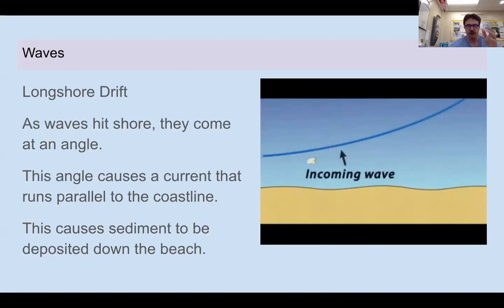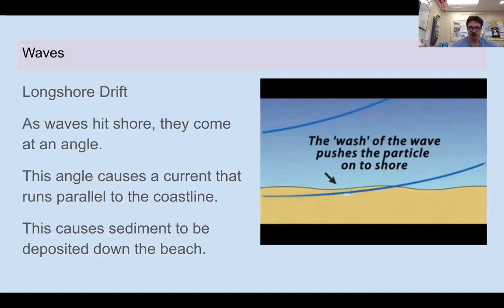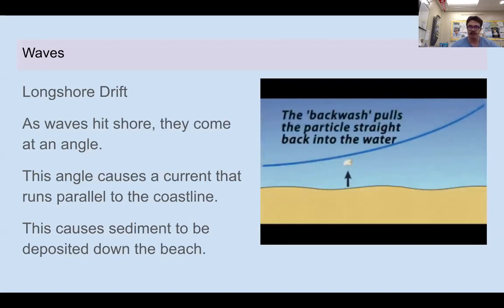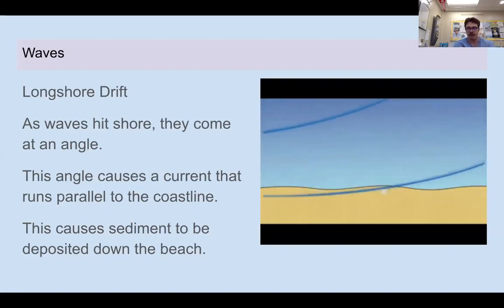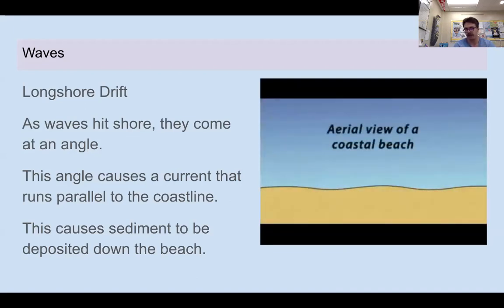But longshore drift, you should know that as waves hit the shore, they come at an angle. This angle causes a current that will run parallel to the coastline. This causes sediment to be deposited down the beach. If you watch this GIF over here on the right, it's illustrating what exactly will happen. It happens really slowly, and eventually all of that sand, all of that sediment will get stuck somewhere. Typically, that's what occurs. So watch it one more time here.